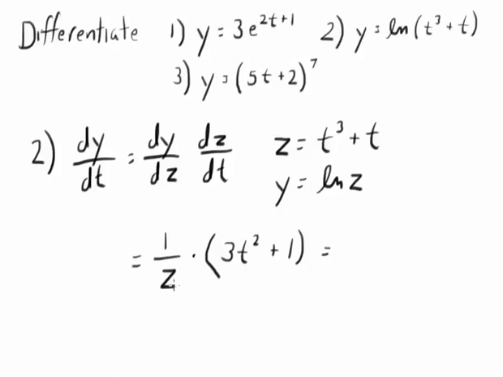Again, I cannot end with z in my answer. So I have 3t squared plus 1 on the top, and then I plug in what z is, which is t cubed plus t on the bottom. There's my derivative.